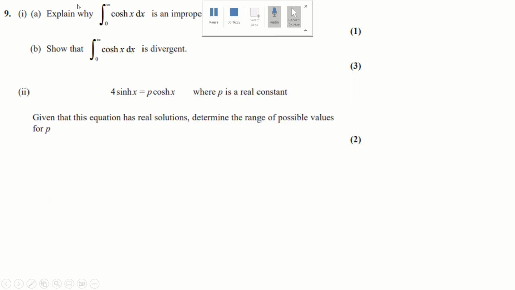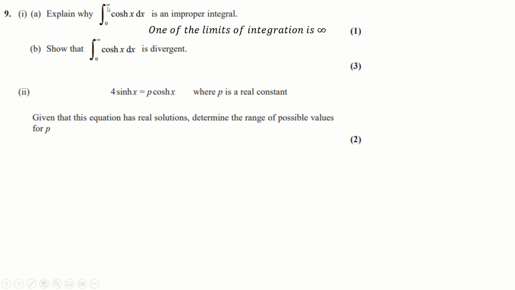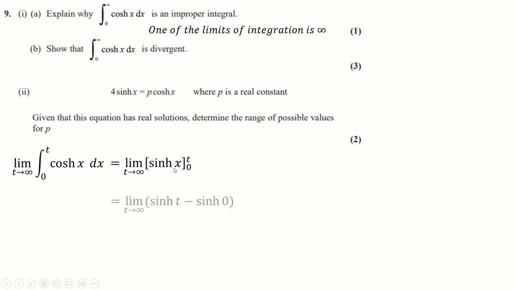Question 9 is a weirdly short question for question 9. Firstly, it's improper because one of the limits of integration is infinity. Secondly, show that this is divergent. So we just need to be careful here to replace the infinity with a t and then send t to infinity. So set it up like this. Integrate cosh is, of course, sinh. And then put the t and put the 0 in, we get this.